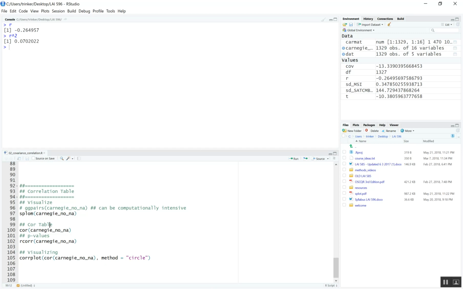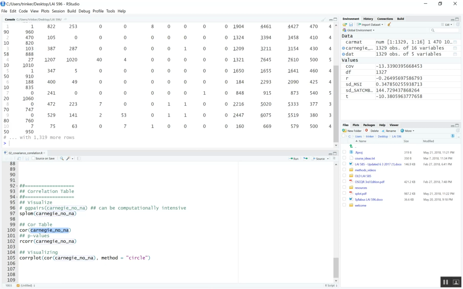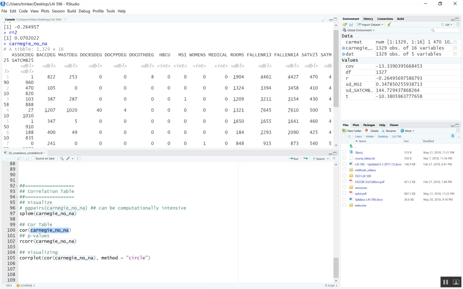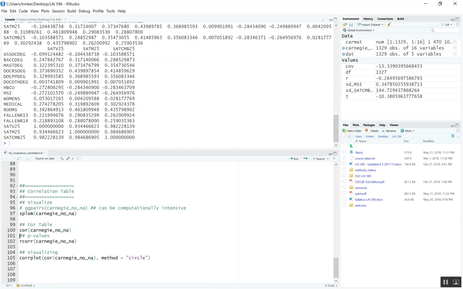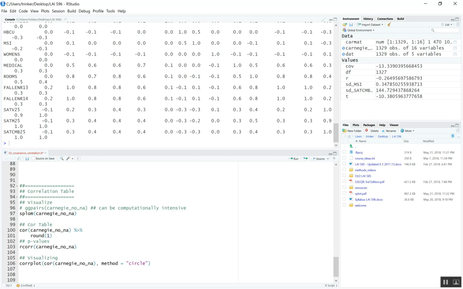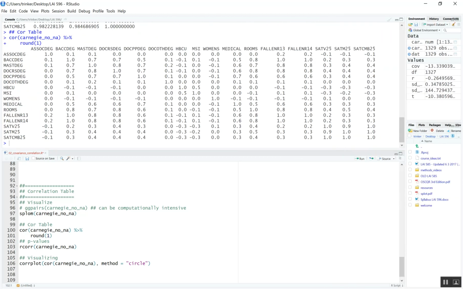The same function we used for a correlation with a single variable, we can use for a whole table. So we take the Carnegie data with no NAs in it. It's a bit large, but you can see that. We can just run cor on that. You can see that itself is still pretty large. If we wanted to, we could pipe onto the next line and wrap it with round, we'll say 1 digit, maybe you want 2 digits. Let's give ourselves a little more real estate here. So there it is with 1 digit.